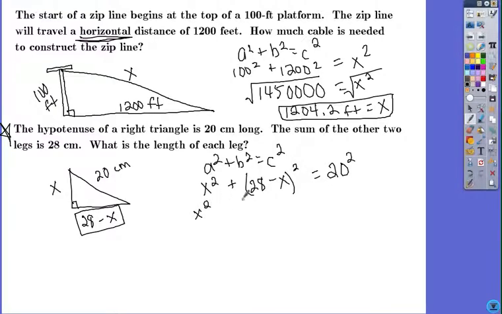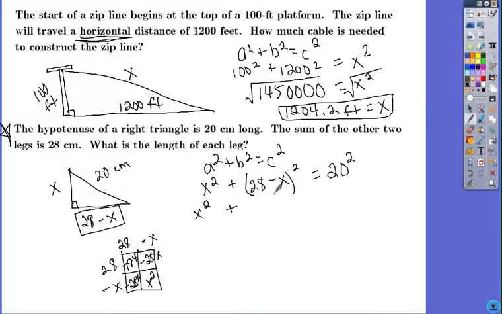So let's simplify what we can. X squared plus. Anytime I see a binomial squared, I'm not just distributing this square, it means I need to multiply this by itself again. So I'm going to use a box. I'm going to have 28 minus x, multiplying that by itself, 28 minus x. 28 times 28 is 784. 28 times negative x is negative 28x. 28 times negative x, again, negative 28x. Negative x times negative x, a negative times a negative is a positive, x times x is x squared.